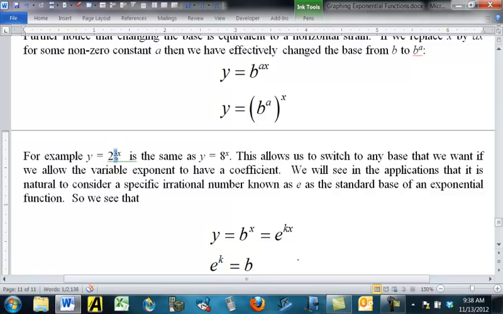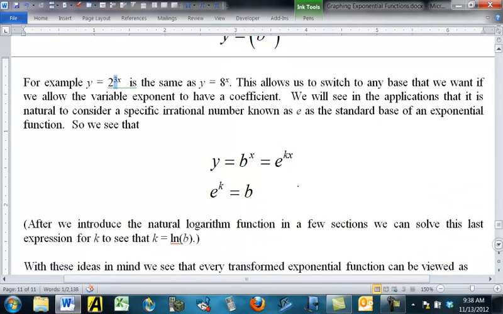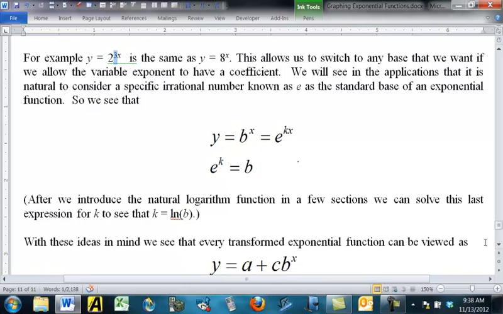Now, this number e that we mentioned earlier is a very specific, naturally occurring, irrational number, and we'll talk more about this later, but it turns out that e is the number we like to use for a standard base. So we can write y equals b to the x, but we can also write it as e to the kx. So when we change from any base b to base e, we pick up a coefficient on our x that we're going to call k, and I'm going to be consistent about calling that letter k. Of course, e to the kx is e to the k, to the x, so we see that b has to be e to the k.